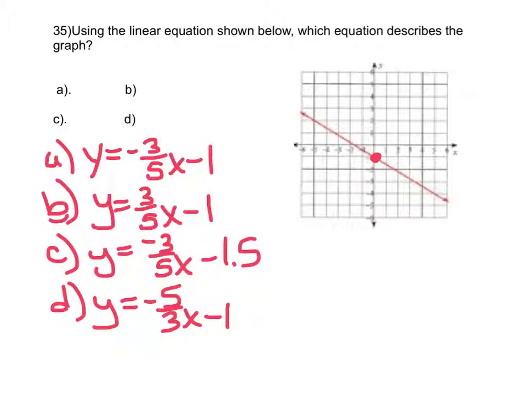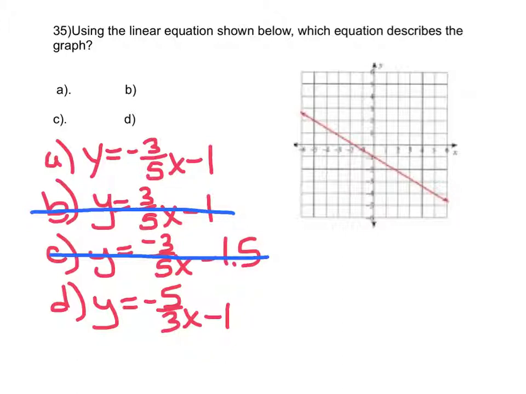So right off the bat, knowing that our y-intercept is at -1, we can cross off option C as an option because that had a y-intercept of -1.5. Now, also we can eliminate a choice just by noticing that our slope is negative. So because our slope is negative, you can automatically say, okay, well then this is not going to be an option because it has a positive slope there.